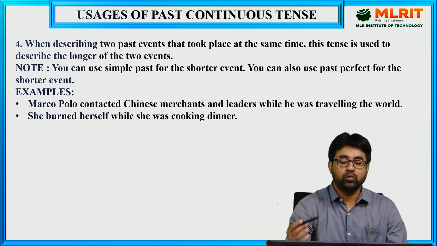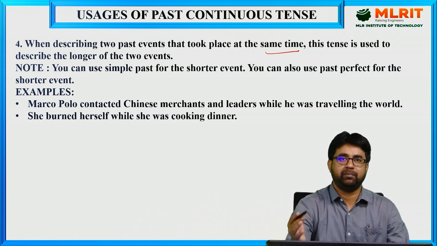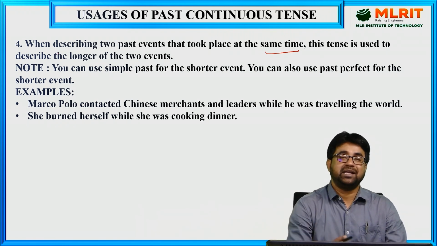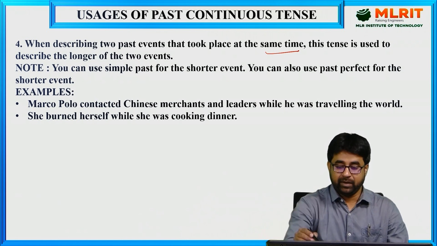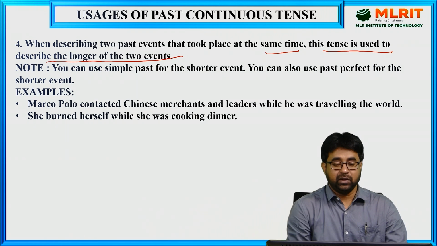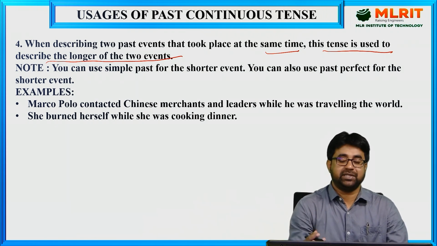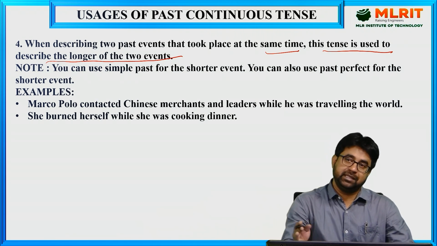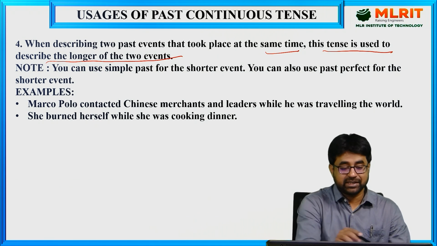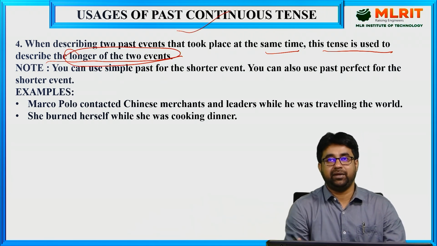Now let's see the last usage of past continuous tense. When describing two past events that took place at the same time. It's a little longer, a little complicated, but please pay attention, you will understand. It's not difficult. When describing two past events that took place at the same time, this tense is used to describe the longer of the two events. So, if I'm talking about two past events or actions that took place at the same time, but for a particular event or action which is longer, I am supposed to use past continuous tense.